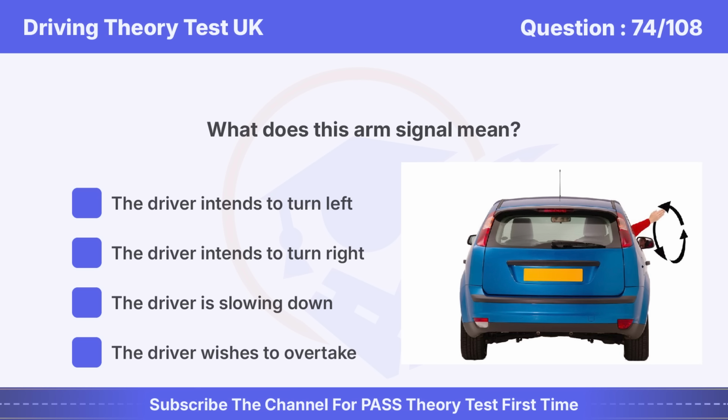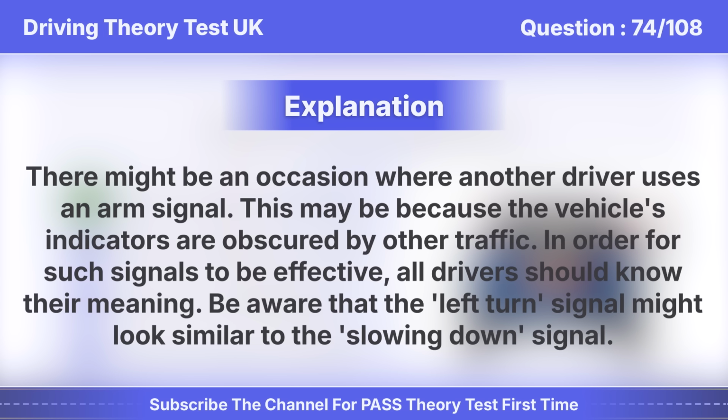Question 74. What does this armed signal mean? Answer is A. The driver intends to turn left. There might be an occasion where another driver uses an armed signal. This may be because the vehicle's indicators are obscured by other traffic. In order for such signals to be effective, all drivers should know their meaning. Be aware that the left turn signal might look similar to the slowing down signal.